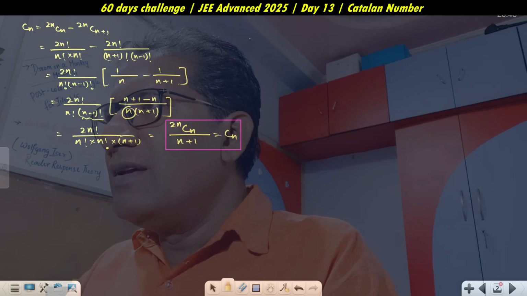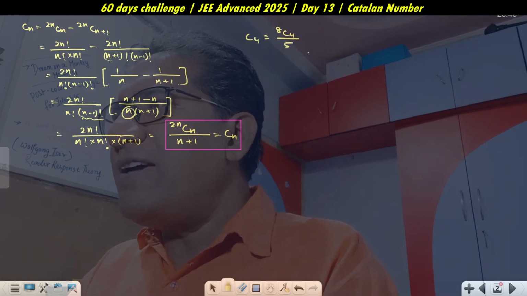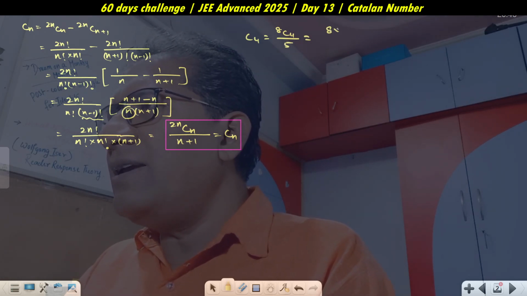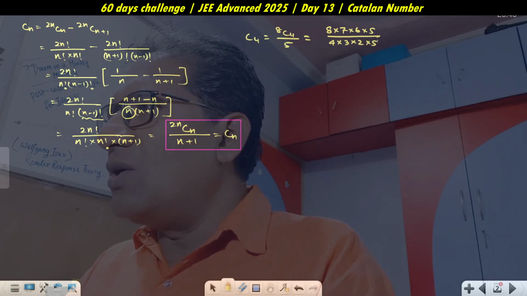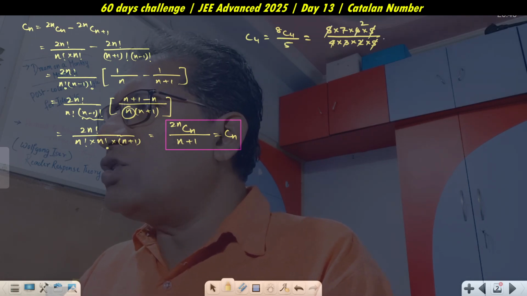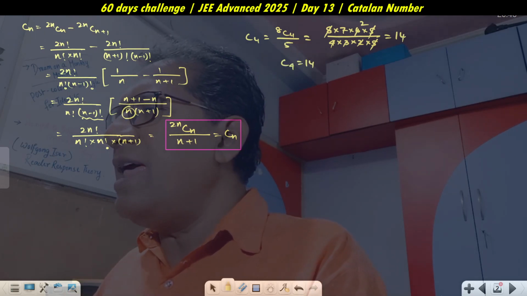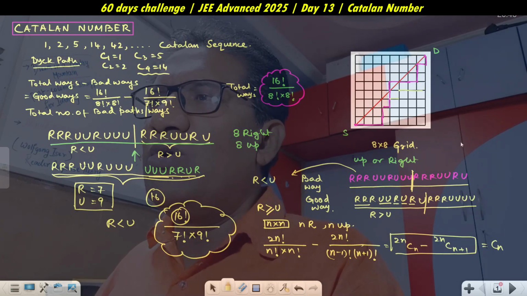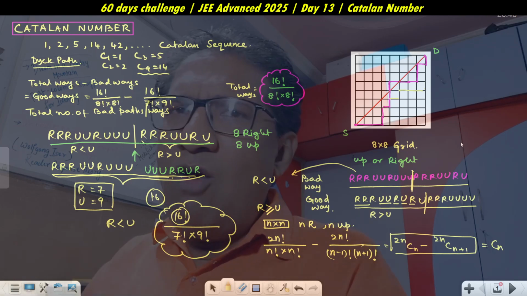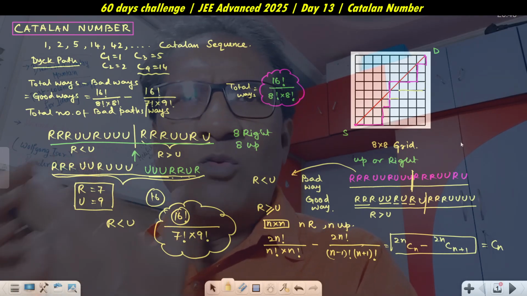We are having C4 is 8C4 divided by 5, which can be written as 8 into 7 into 6 into 5 divided by 4 into 3 into 2 and 5 is there. Okay, so let me just cancel this: 4 to 8, 3 to 6. So it is coming to 14. So what we got? We got C4 as 14, as the sequence I have shown you in the beginning of the sum. So now you can find out any Catalan number, C5, C7, whatever it is.